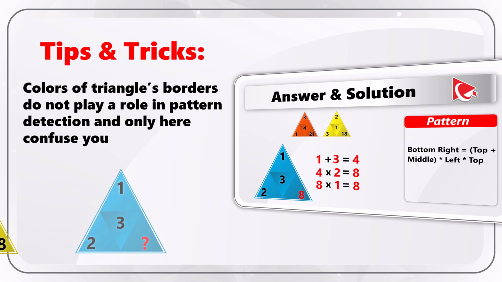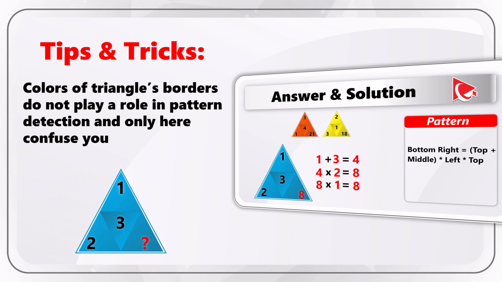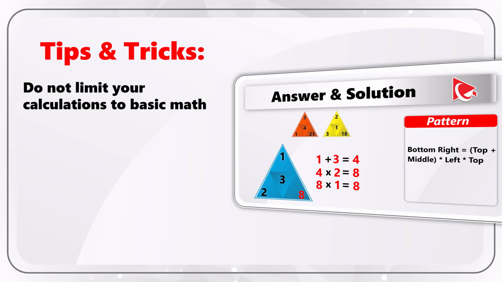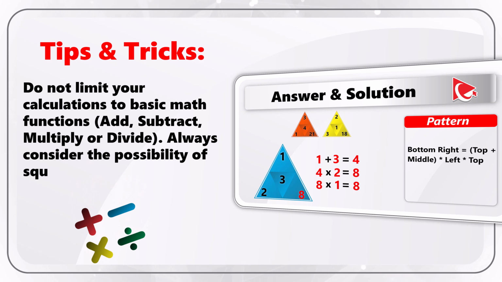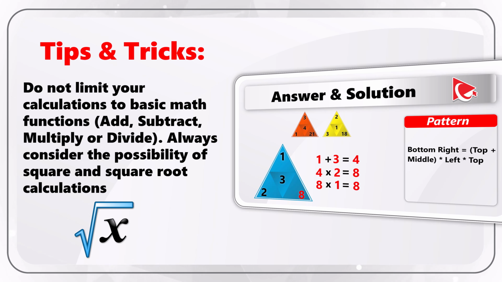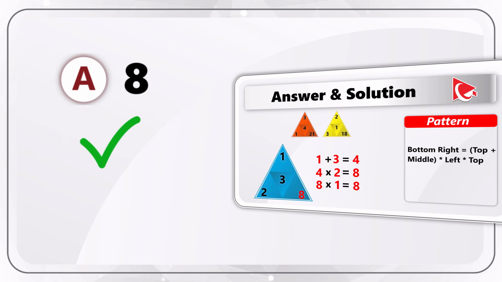But colors do not play roles in the pattern detection in this particular case, and they're only there to confuse you. Another tip would be, especially if you see small single-digit numbers, that you do not use the calculations only for add, subtract, multiply, and divide. Always consider the possibility of square and square root calculations. Just to recap, the correct answer here is choice A, 8.